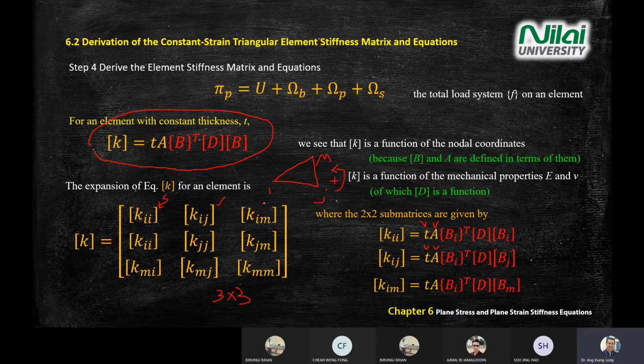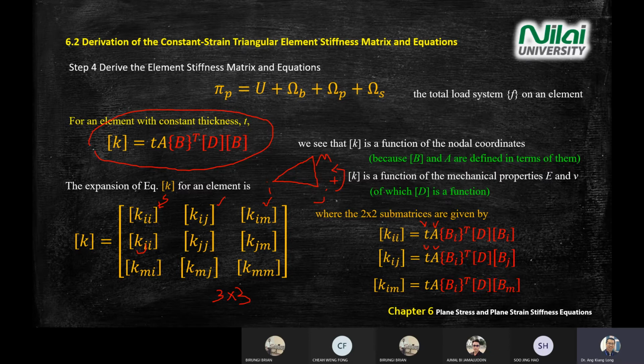Okay. Now the third one, I'm going to ask each one of you later: what is this one, what is this one, and what is this one. There's a typo here, this is KJI. Later I'm going to ask each one of you to give me the equation of this one, this one, this one, this one, this, and this one.